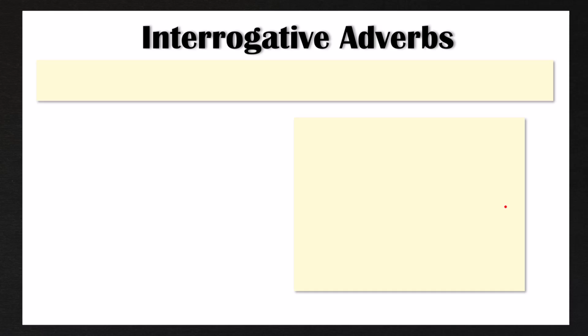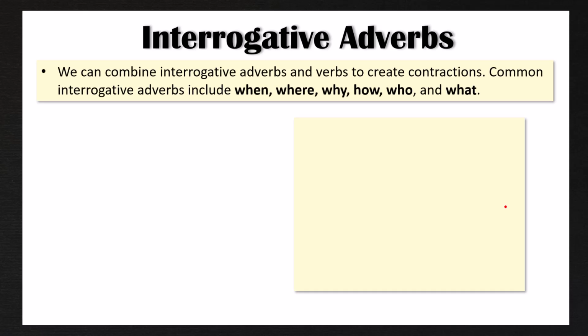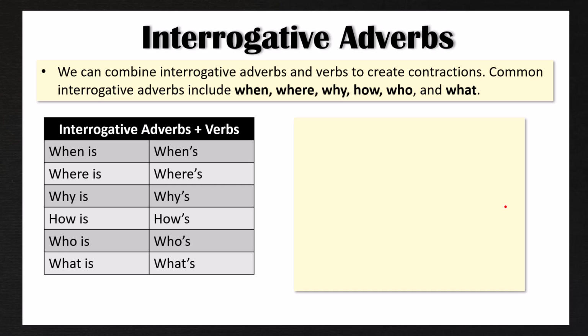Now let's talk about interrogative adverbs. We can combine interrogative adverbs and verbs to create contractions. Common interrogative adverbs include when, where, why, how, who, and what. So, for example, when is becomes when's. Where is becomes where's. Why is becomes why's. How is becomes how's. Who is becomes who's.